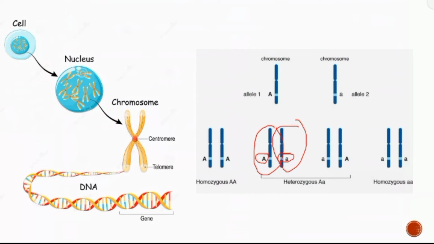The gametes produced by these heterozygotes can be capital A as well as small a, because it has two different genes. One is dominant and the other one is recessive. So it can produce two types of gametes. One will contain capital A while the other one will contain small a. This will be for the dominant and this will be for the recessive for A.